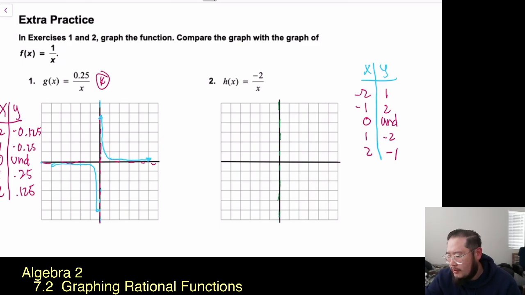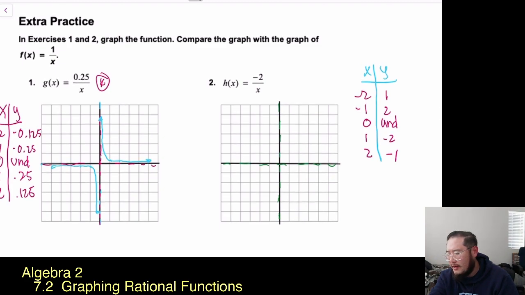And then let's plot our points. At 1, we're at negative 2. At 2, negative 1. At 0 is undefined, so we're not going to put a point there, and it makes sense because of the asymptotes once again. And then at negative 1, we're at 2. At negative 2, 1. So here we go.